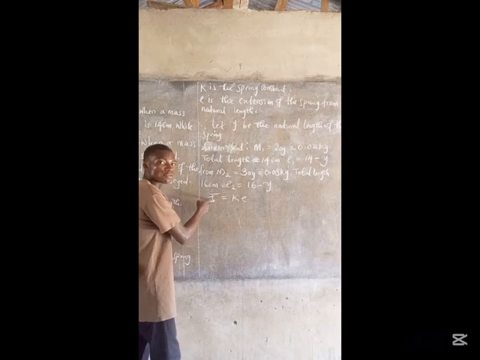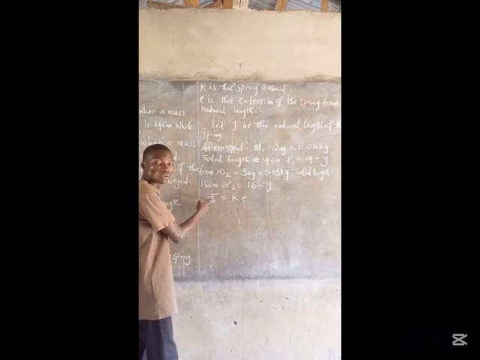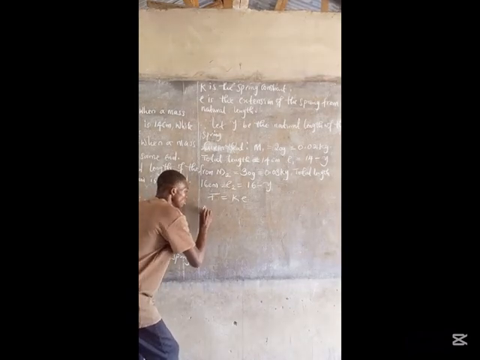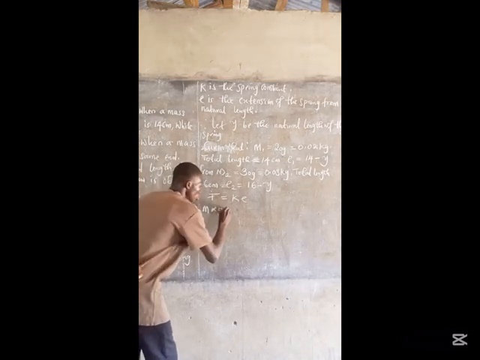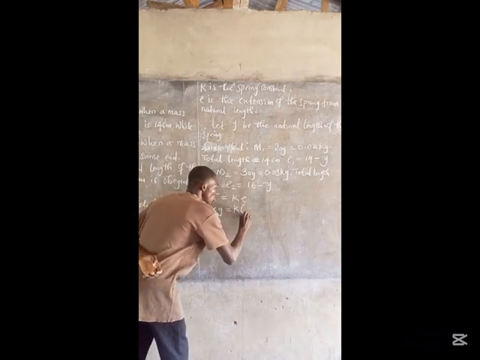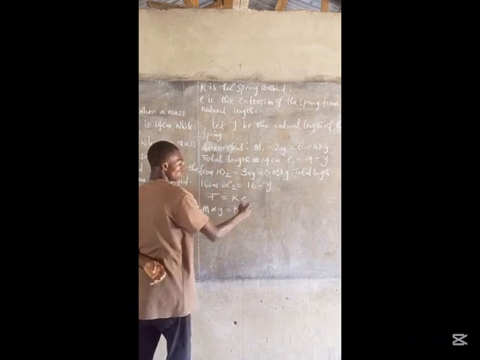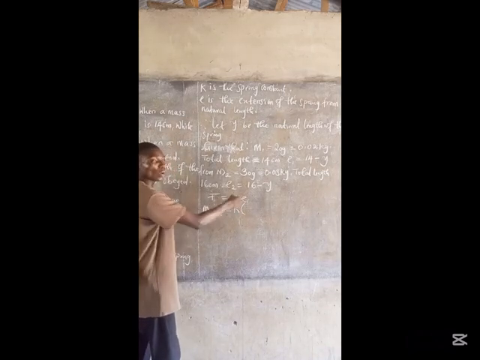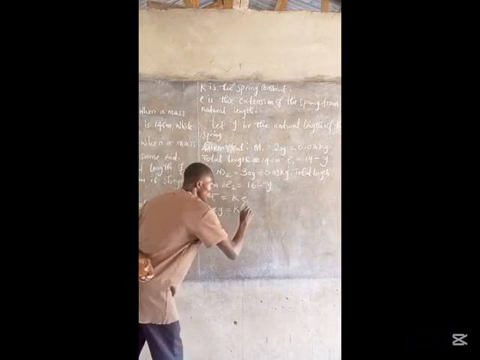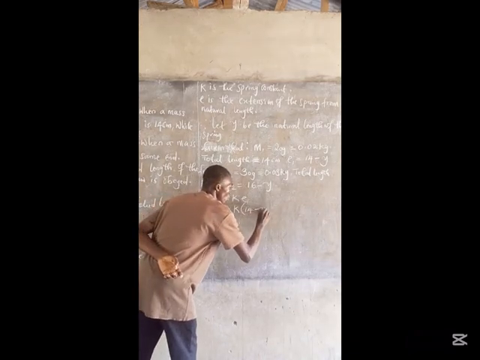So what is F? Force is not given here, but you are given a mass. Force can be easily converted to what? Mass times acceleration, which is mg, is going to be equal to K into bracket, what is the extension? In E1, which is F1 equals KE1, what is the extension E1? Which is 14 minus y.